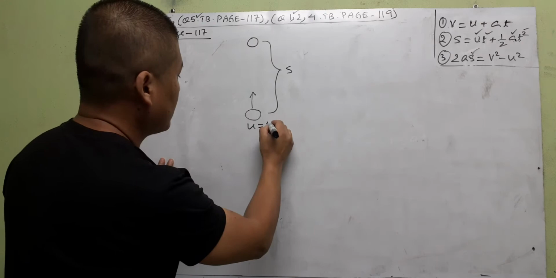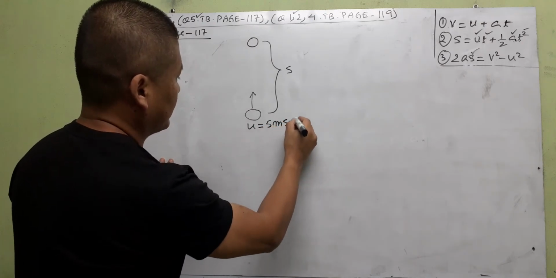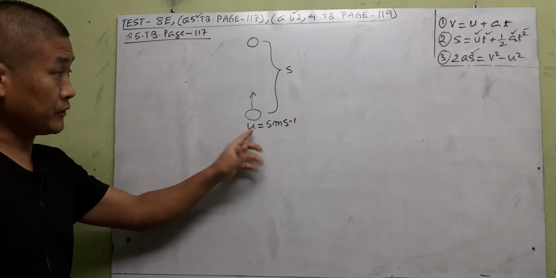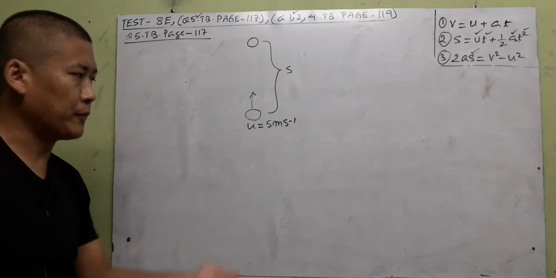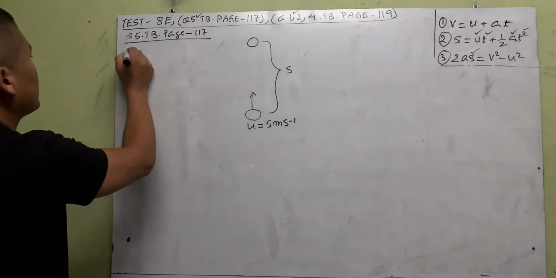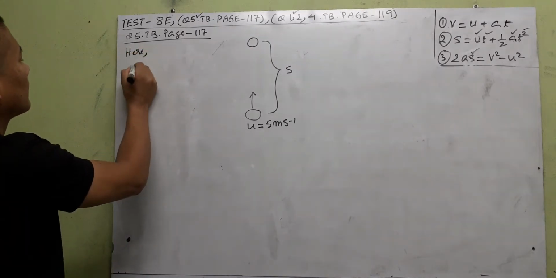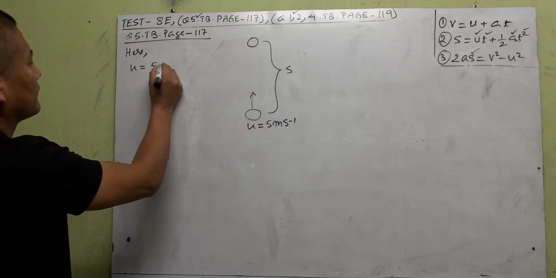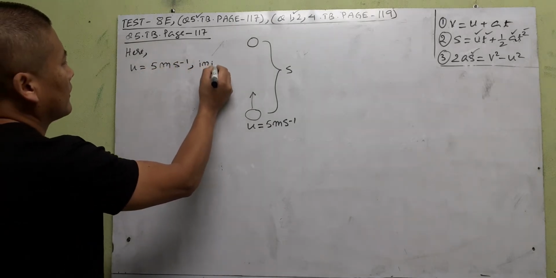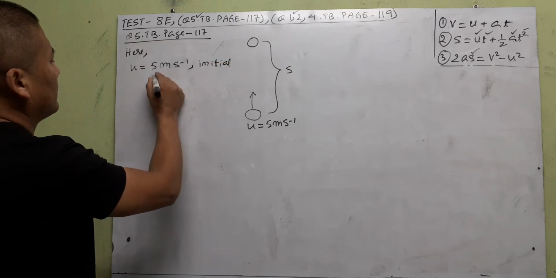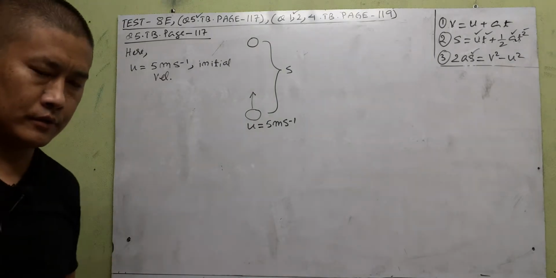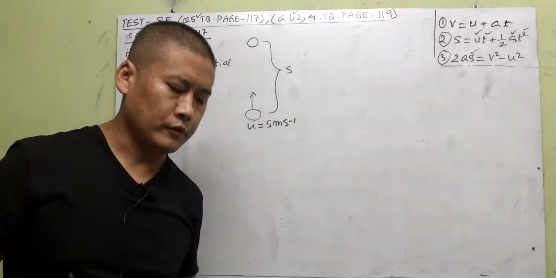5 meters per second. We know this will be the initial velocity because it was thrown up with that. So that is the first velocity, so it's initial. So we can write here u is equal to 5 meters per second, which is actually the velocity with which the stone was thrown upwards.